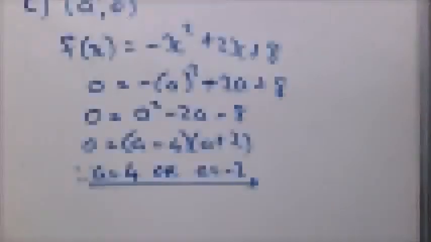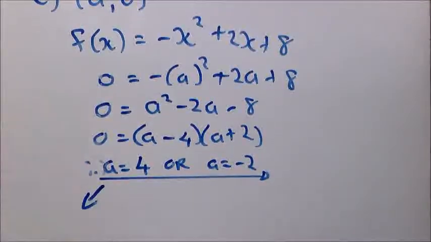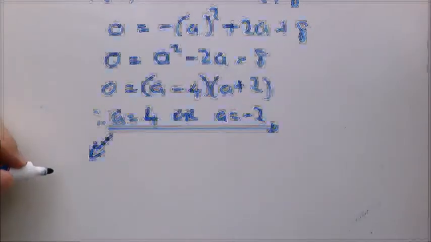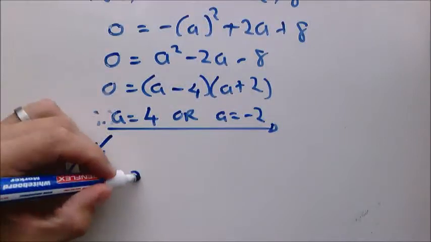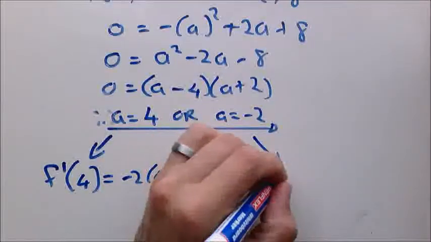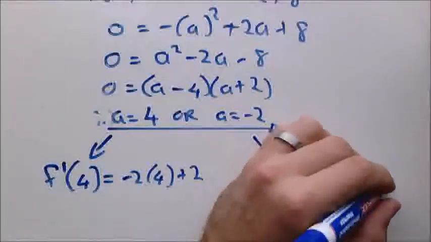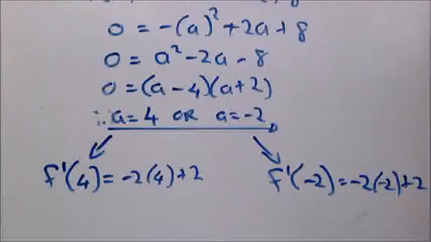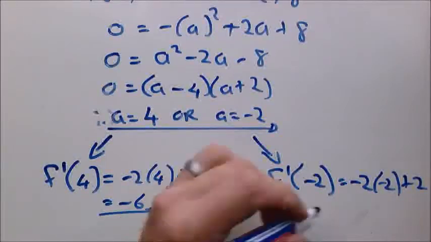Okay, now we've got 2 places where we have to calculate the gradient. For this one we just say now the derivative where x is equal to 4. And for this one the derivative where x is equal to negative 2. Now just calculate. This becomes a negative 8 plus 2, which is negative 6. Right over here, this becomes a plus 4 plus 2, which is a positive 6.